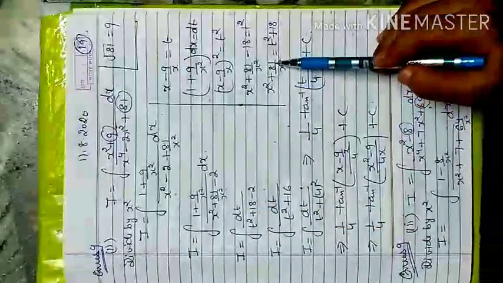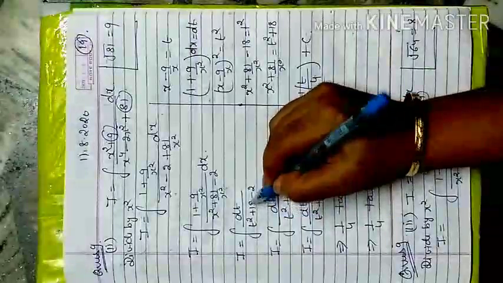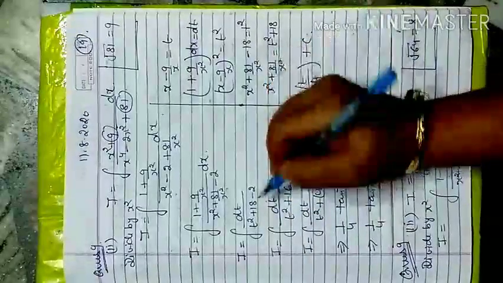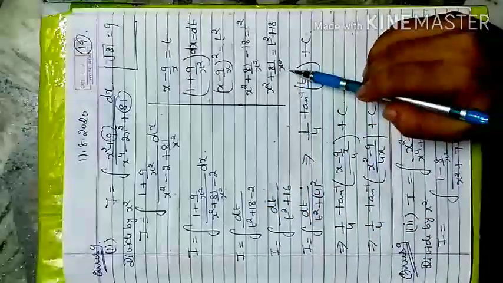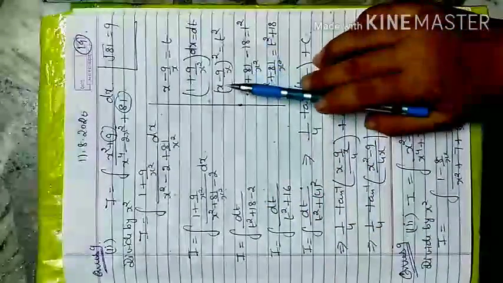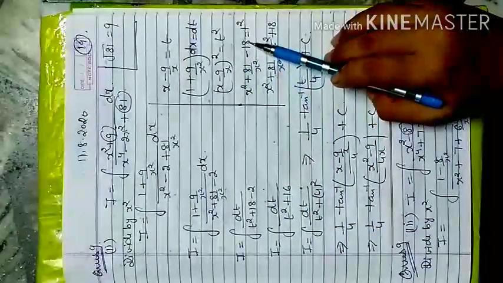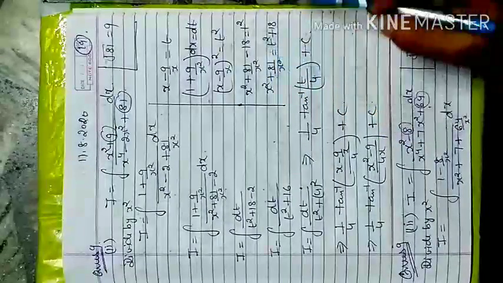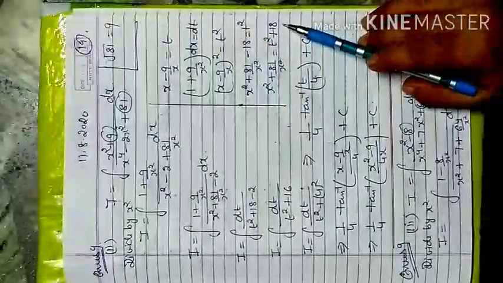x square plus 81, this is 81 not 18, wait, no, okay, this is 81 by x square. So using the (a minus b) whole square formula, minus 18 is there: a square plus b square minus 2ab, x is cancelled, minus 18 is left. When it goes to the other side, that changes to 18.